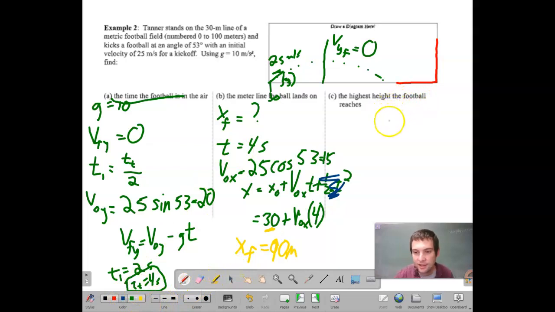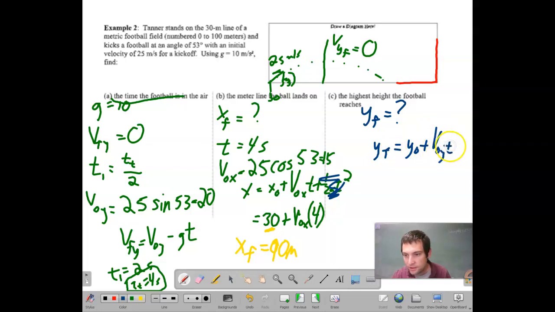The highest height the football reaches, that's the highest height. Can we use this equation again? Let's see. yf equals y naught plus v naught y t minus 1/2 g t squared. Yes. Let's see. The initial height is 0. We can do this. Absolutely. We've got all of this information. So let's go ahead and figure it out.